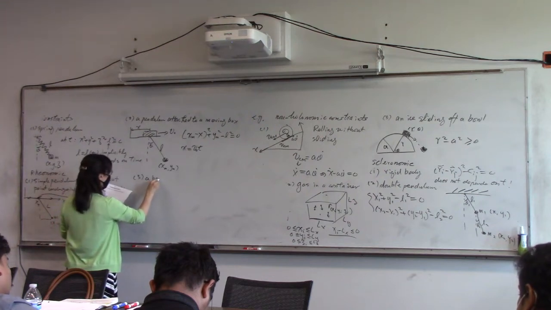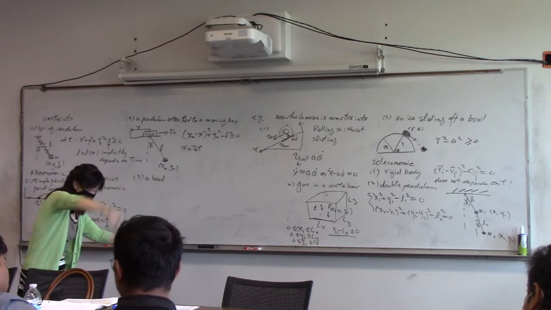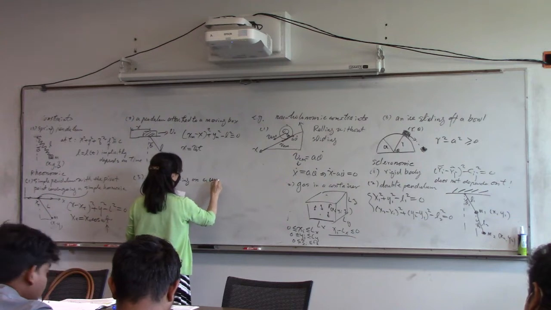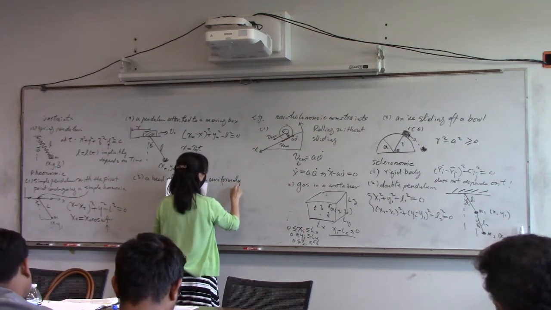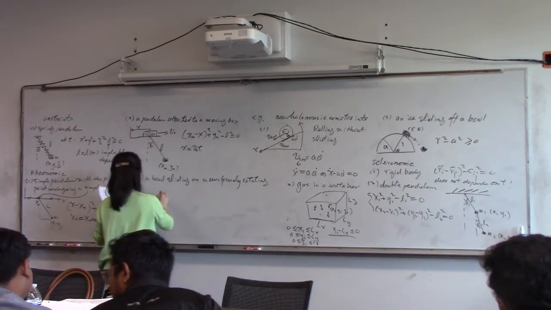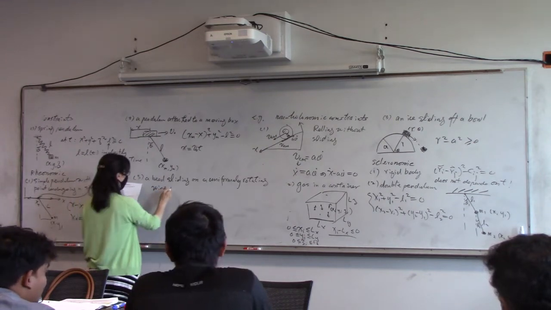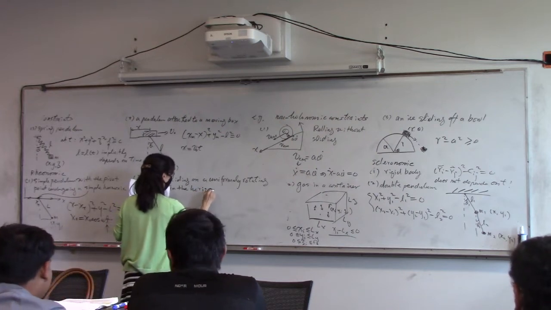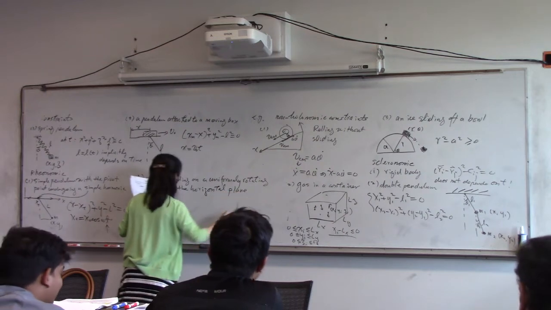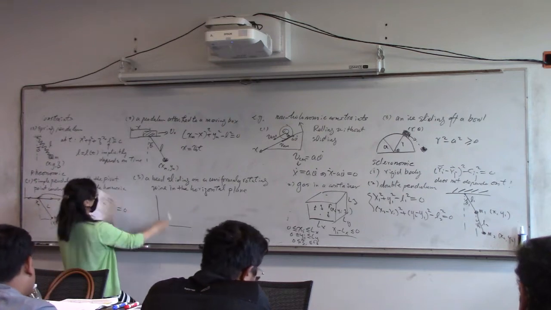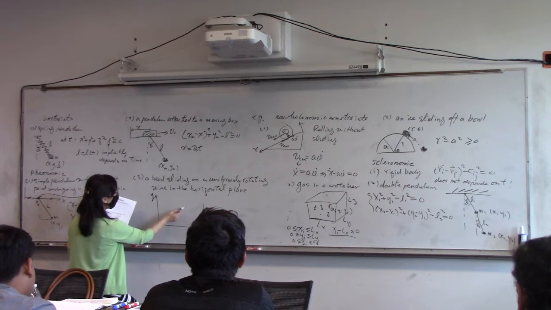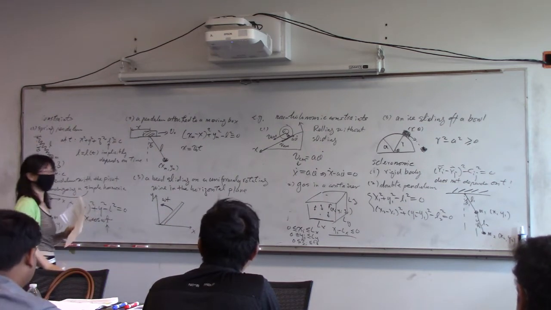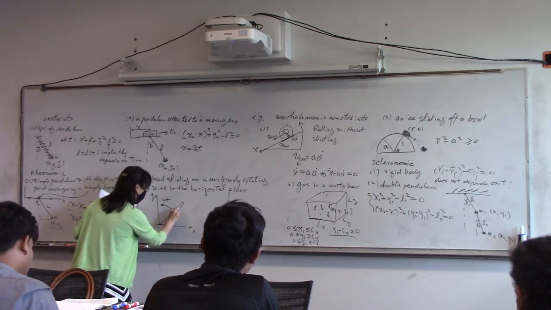Number three is another one. If we have a bead sliding on a uniformly rotating wire, let's look in the horizontal plane here. Suppose we just consider horizontal, right? So that is x, y, and this wire rotates uniformly with angle omega t. And the bead is inside.